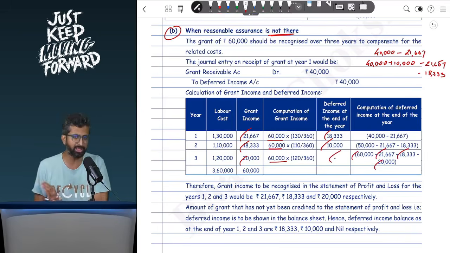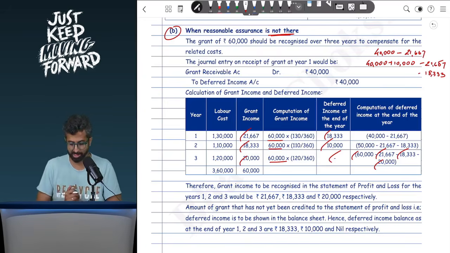Now, this is a little inconsistent in my opinion, but if it comes in the exam, I would recommend that you go with the same flow to ensure that you are consistent with the ICAI solution.